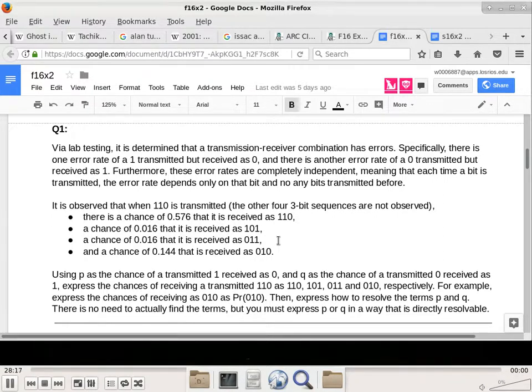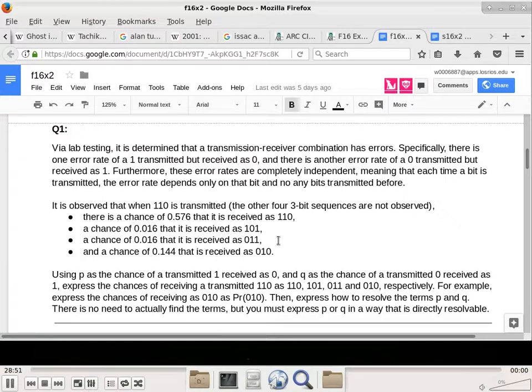In other words, I transmit 110 1,000 times, and of the 1,000 times, 578 times it is received correctly as 110. And I observe that if I transmit 110 1,000 times, the number of times it is received as 101 is only 16 times, and so on. Is that okay? So we are observing the probability. We don't know for sure in theory what it is, but I'm just telling you the frequencies of the observations.